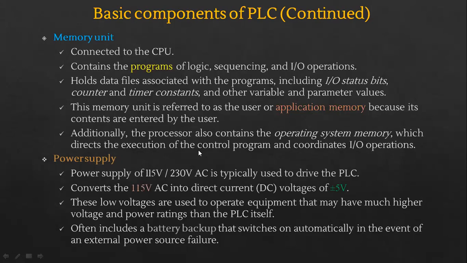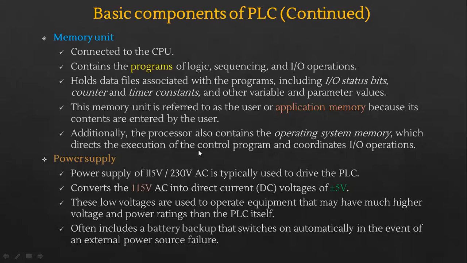What the system does is convert the 115 volt or 230 volt AC into direct current voltages of plus or minus 5 volt. The reason for having these low voltages is that they are used for operating the equipment. For the equipment to start, you have to give it a signal, and those signals will have smaller voltages.